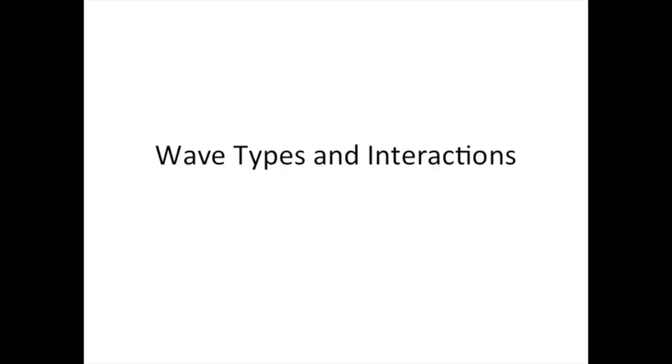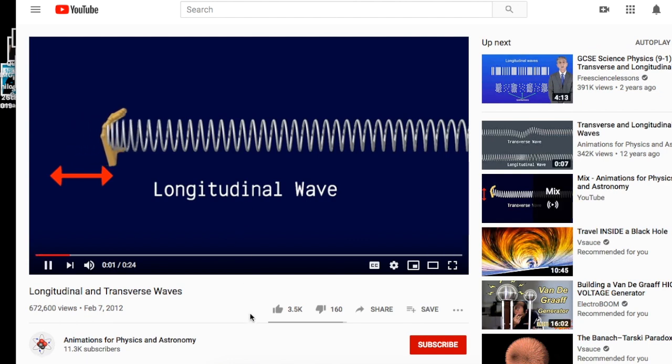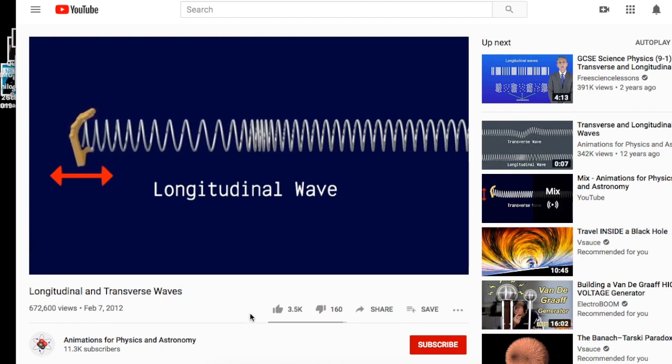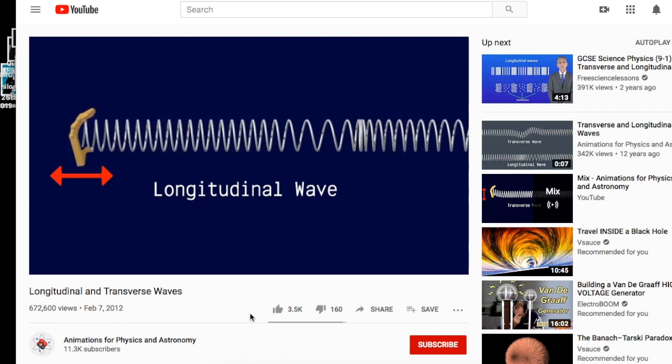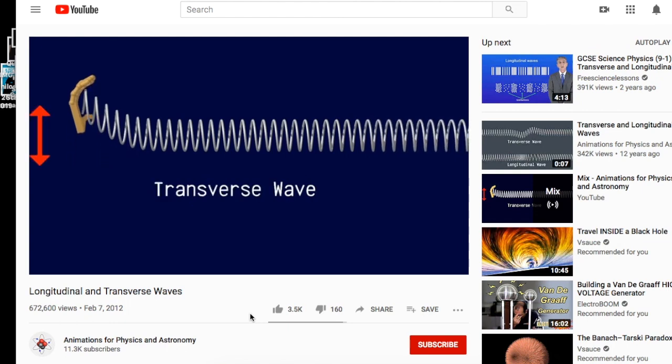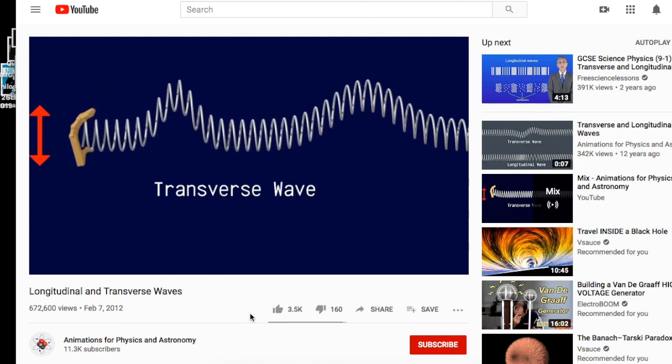Okay, so now we're going to talk about wave types and wave interactions. First of all, there are 2 types of waves. Really what a wave is, it's some medium, it's something that's oscillating back and forth. Right? So there are longitudinal waves and there are transverse waves. In a longitudinal wave, the disturbance that makes up the wave is along the direction in which the wave travels. Longitudinal waves are also referred to as compression waves. In a transverse wave, the disturbance that makes up the wave is perpendicular to the direction in which the wave travels.